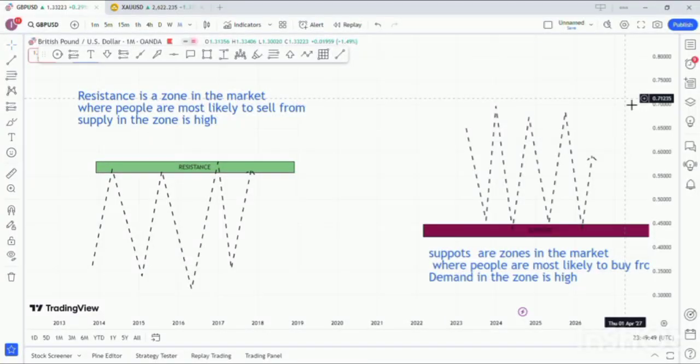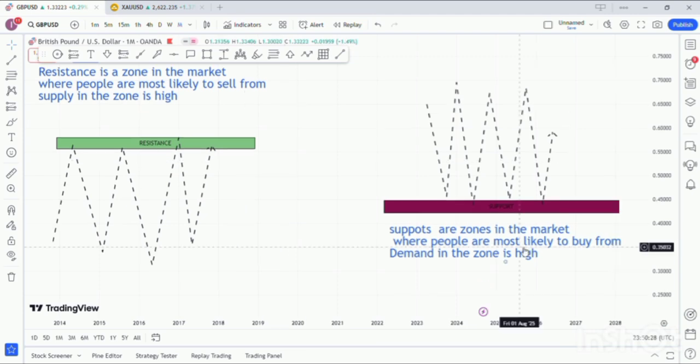So before we proceed, we are going to be looking at what support and resistance really mean. So resistance is a zone in the market where traders are most likely to sell from. It can also be considered as a supply zone, right here as you can see. So this is the resistance. It's considered as a supply zone where traders are ready to sell from. So it's a zone where traders are much more likely or enthusiastic to sell from.